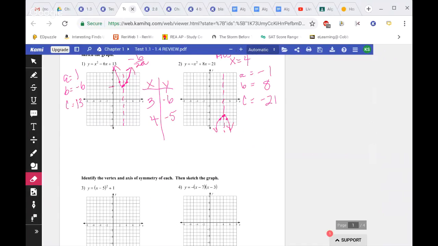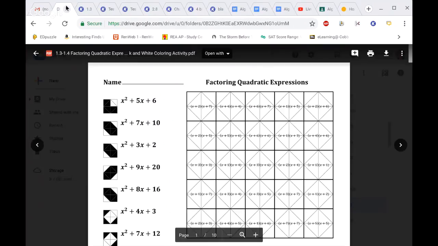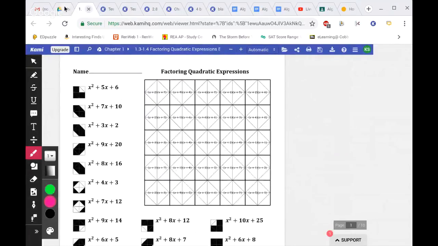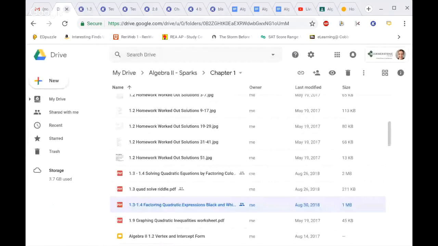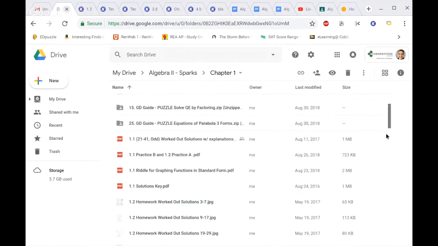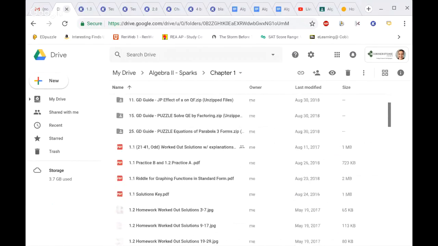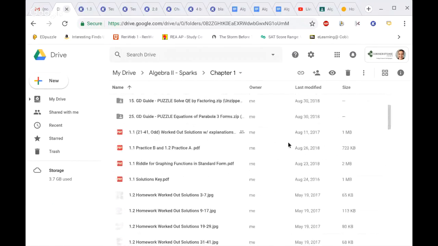Would you be willing to go back to 1.2 practice B or practice A? Just one thing on that. Absolutely. I'm willing to do whatever you need me to do. That's what I'm here for. Awesome. Thank you. Oh, not a problem. Let me just make sure that I've got that pulled up. I was trying to pull up a variety of worksheets to be prepared. Yeah. I think it's this one.